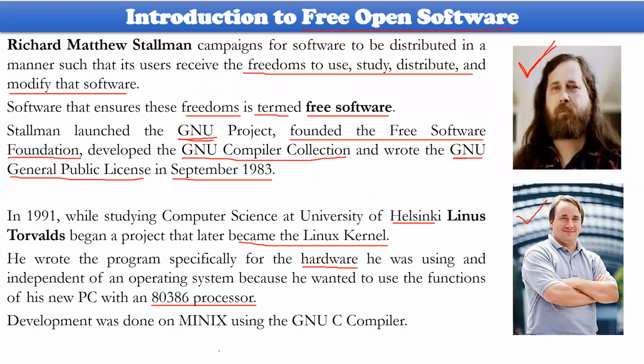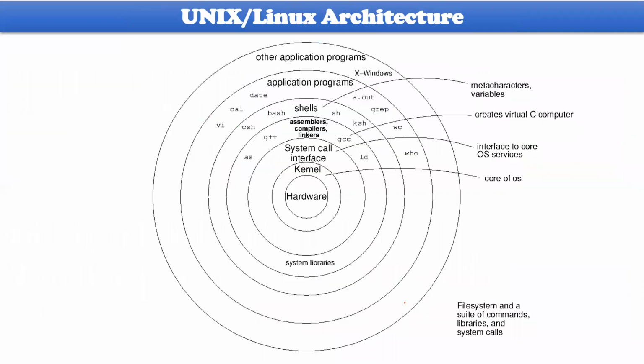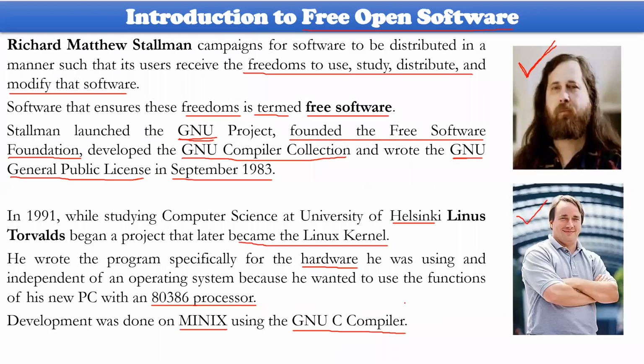During its development, the name of Linux came from Minix, and he wrote everything using the GNU C compiler, the C language originally developed by Dennis Ritchie. Using the C compiler he developed everything, and this development was taken into consideration afterwards in 1994, when he also joined hands with Richard Stallman. This is the brief introduction to free open source software.